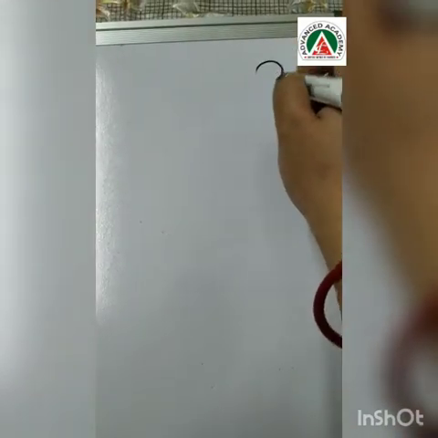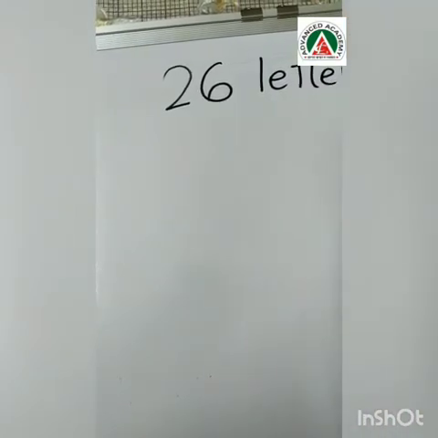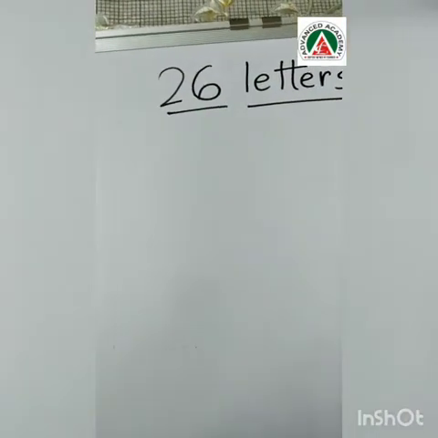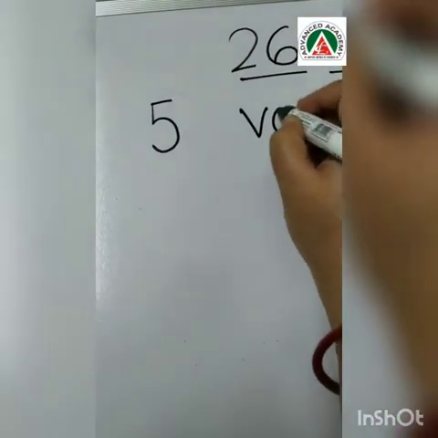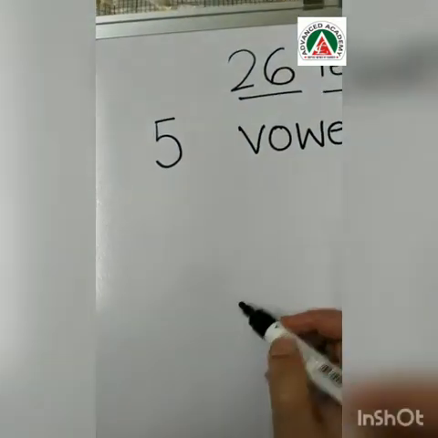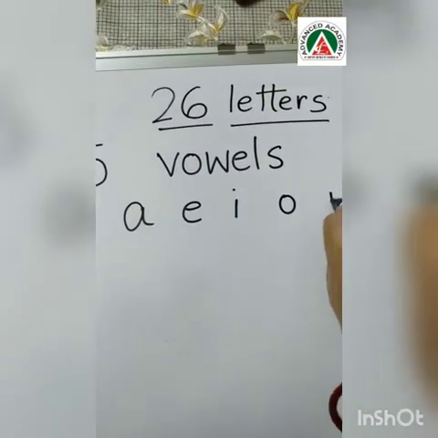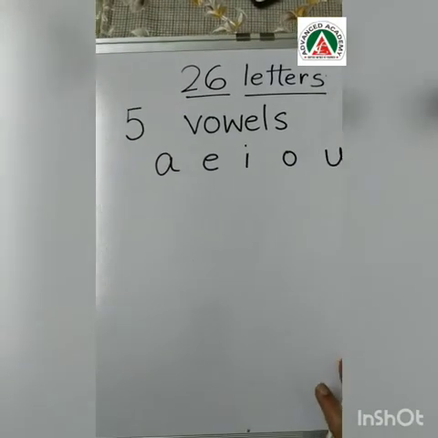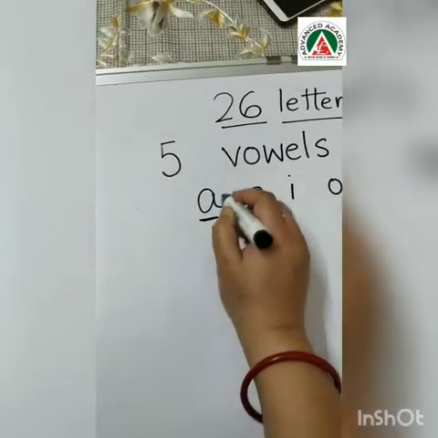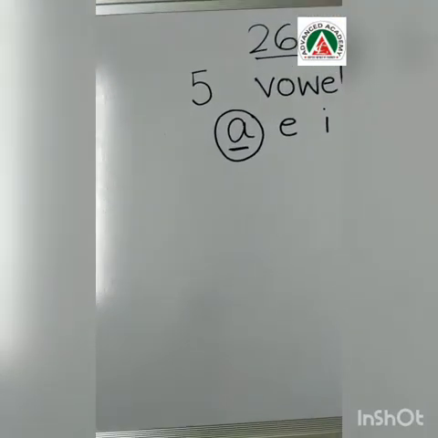Okay children, first, how many total alphabets are there? You know, there are 26 letters. In our English alphabet, there are 26 letters. So, in 26, there are 5 vowels. What are vowels? Vowels kaun kaun se hain? What are vowels? A, E, I, O and U. These are 5 vowels. So today we will start with the first vowel, that is A. And the sound is A. A. Okay. And how many consonants are there?